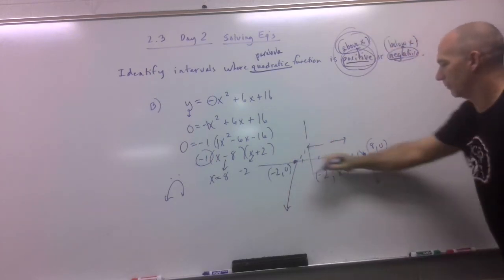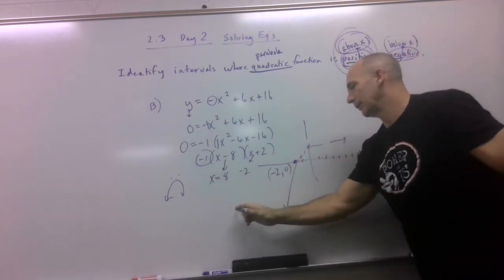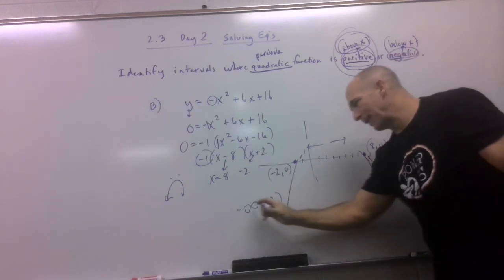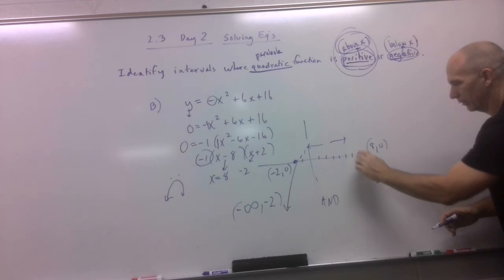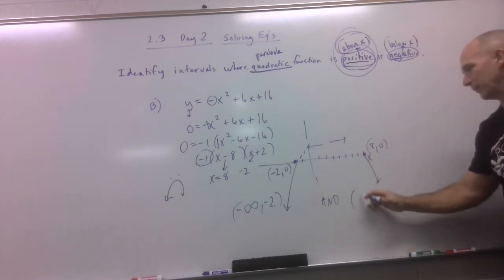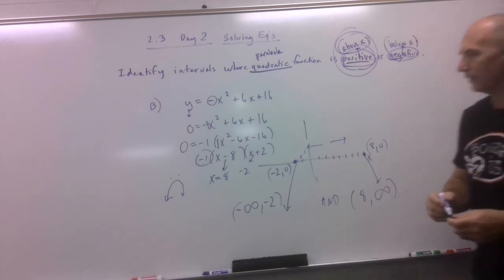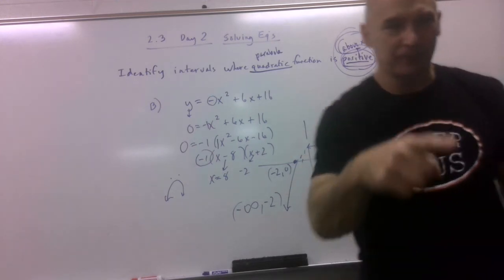Now we're going to talk about the negative. There's two chunks. There's this chunk, so that's negative infinity all the way up to negative 2, parentheses, and this chunk. Get rid of that, and that's from 8 all the way to positive infinity. And there you go. There's a slightly different one. It's a sad face. A little different than the first one.